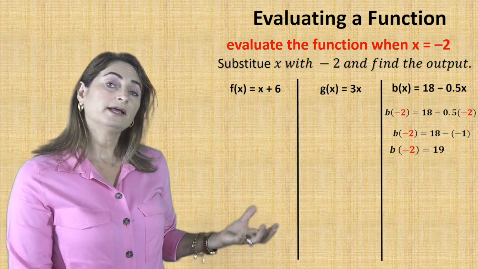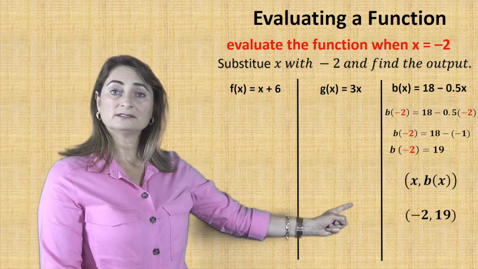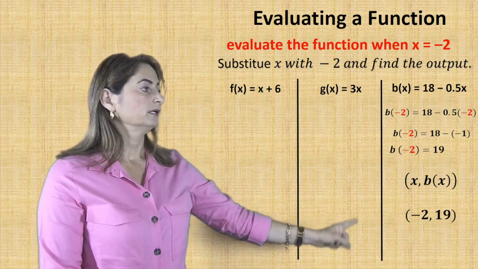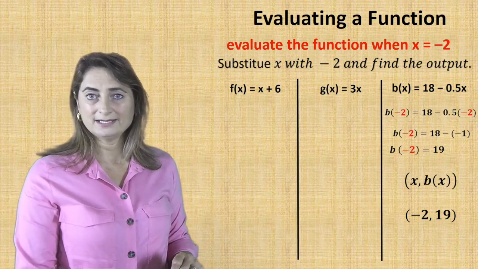So now how do I write it as an ordered pair? It's x and b of x, or the y. And you write it as (-2, 19).